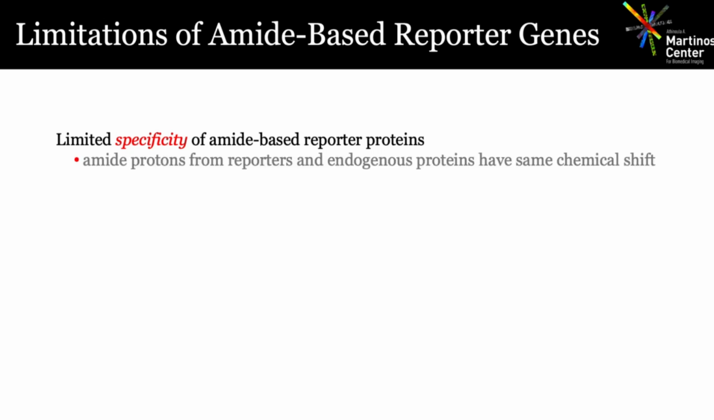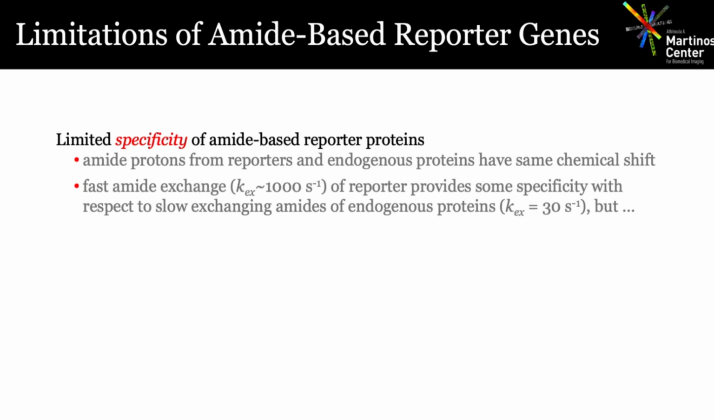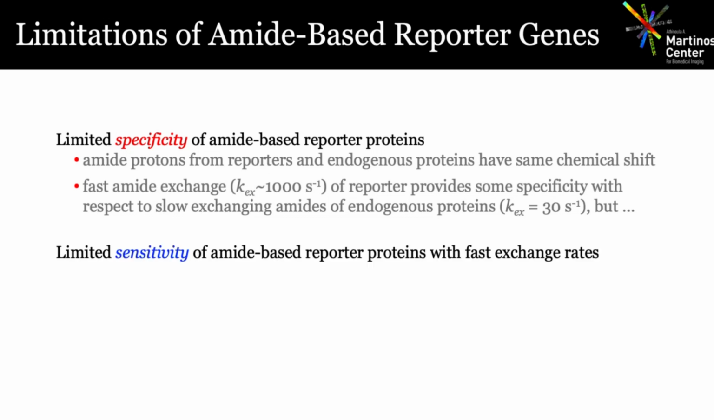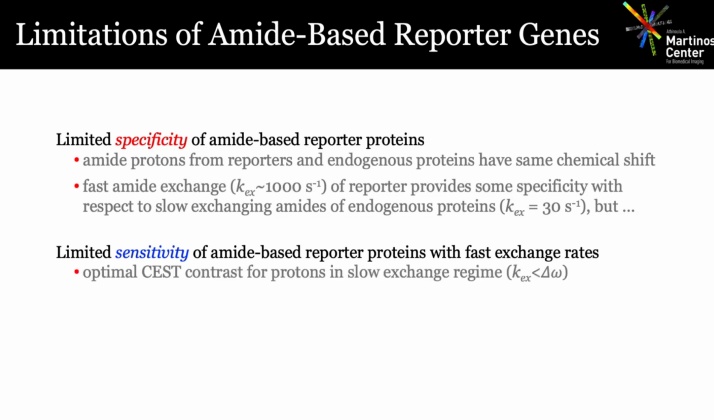Limit specificity: again, endogenous proteins have the same chemical shift. By optimizing the exchange rates, we can gain some specificity and selectively try to excite these fast exchanging ones. But the problem is, eventually, because of the small chemical shift, amide protons, 3.5 ppm from water, CEST, ideally, we want to be in the slow exchange regime where the exchange rate is less than the chemical shift difference.